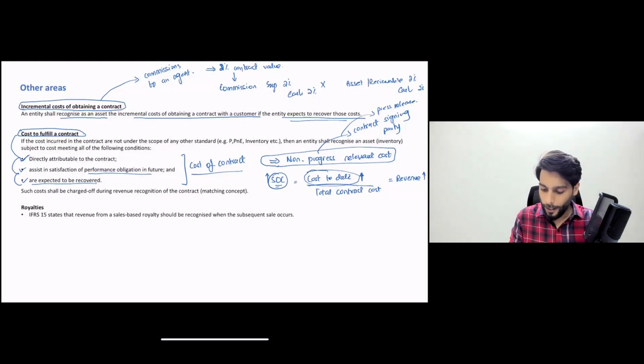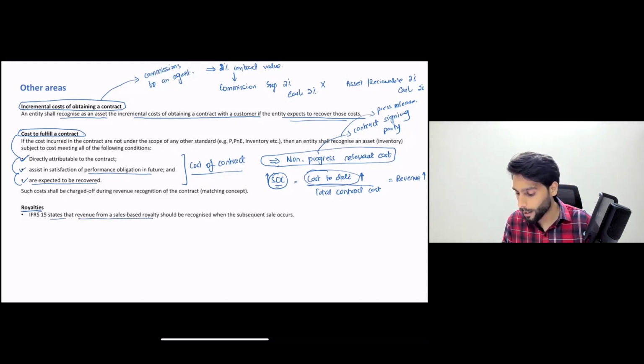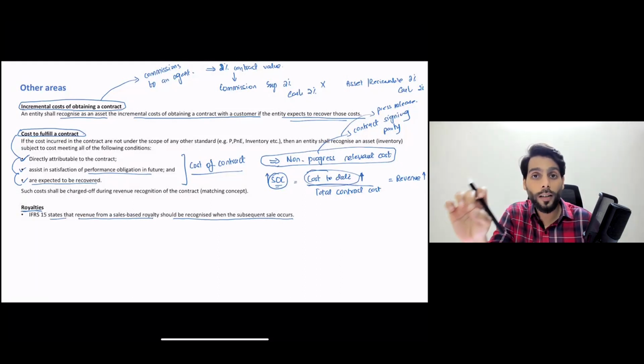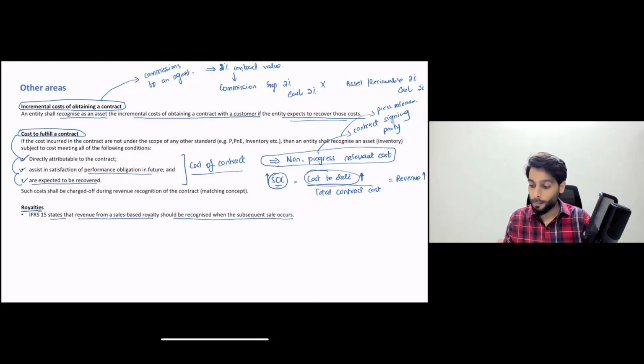Third, how do you recognize revenue in case of royalties? IFRS 15 states that revenue from sales based royalty should be recognized when the subsequent sale occurs. For example, if a company has to receive a royalty income from some party, you do not recognize your revenue on cash basis. You will not recognize your revenue when you receive the royalty cash, but rather you will recognize your revenue when the sale occurs. All right, when the sale occurs, not when you receive the cash.